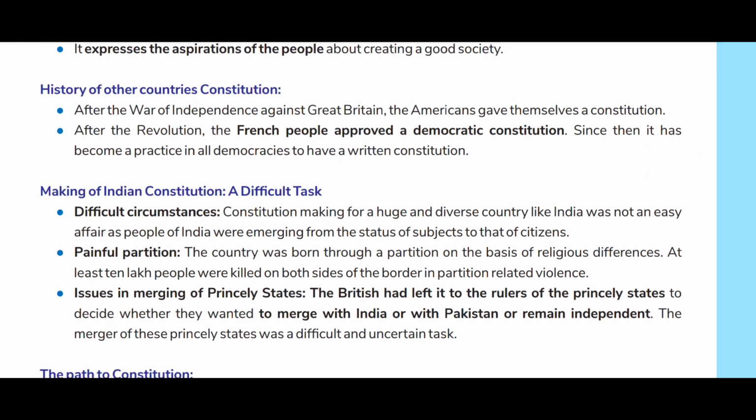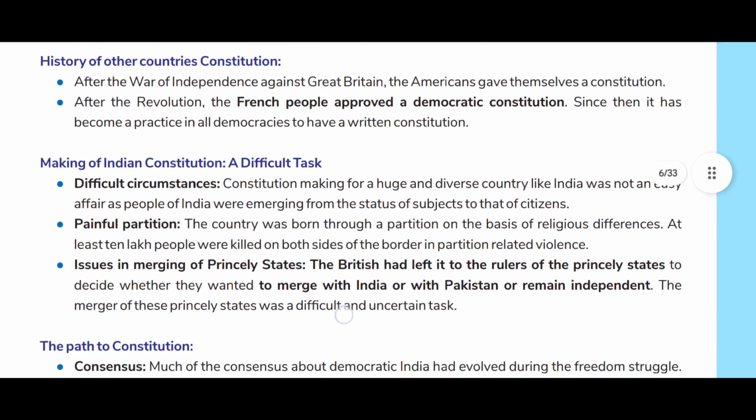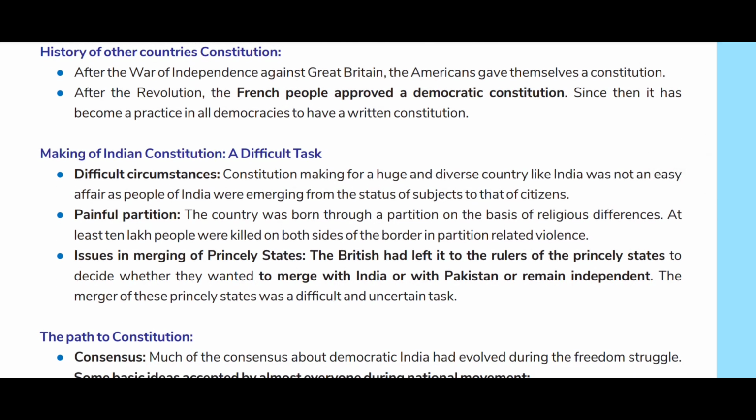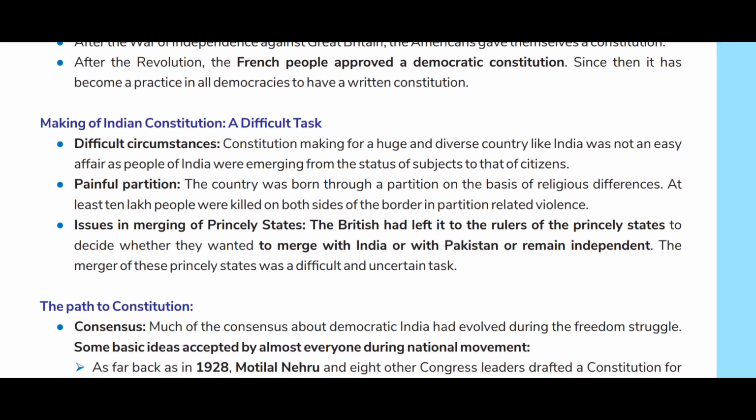History of other countries' constitutions. After the War of Independence against Great Britain, the Americans gave themselves a constitution. After the Revolution, the French people approved a democratic constitution. Since then, it has become a practice in all democracies to have a written constitution.